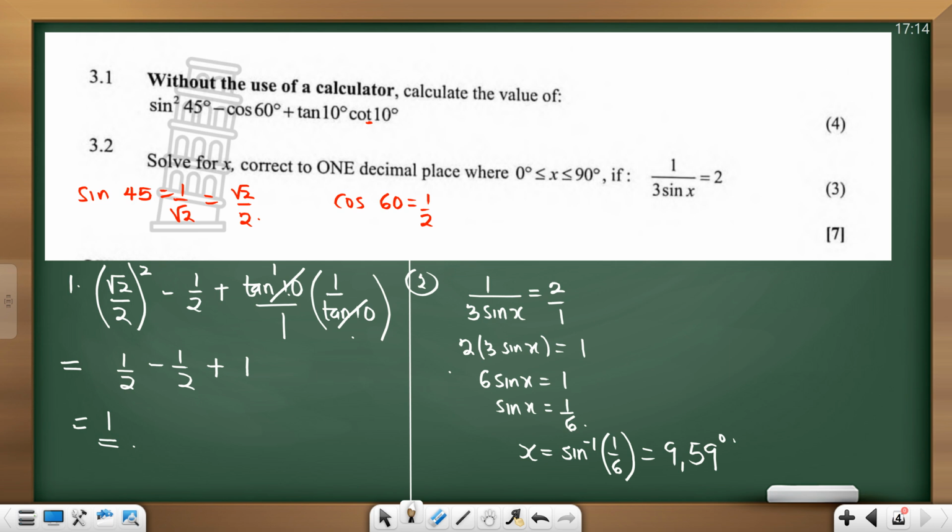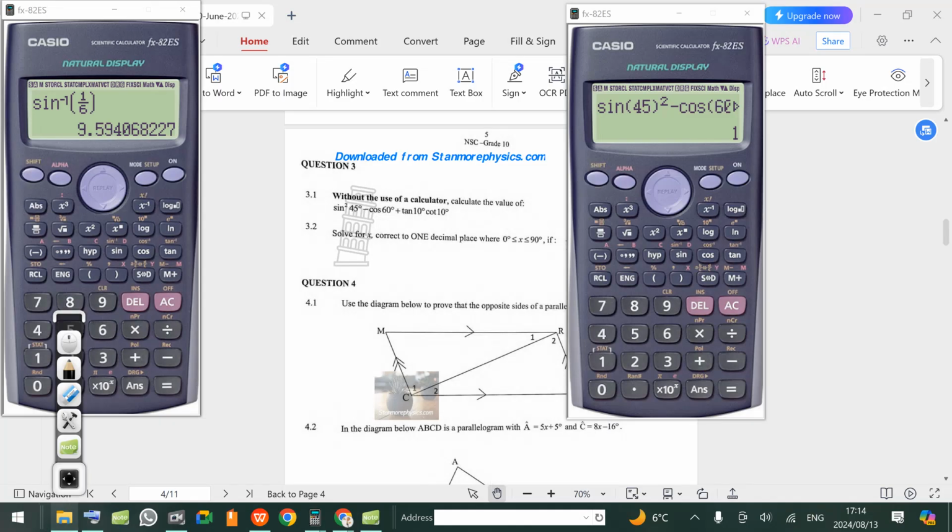Guys, look, if you are able to follow what we're doing, you are ready for almost any trigonometry question. Beautiful. This is so amazing and beautiful.